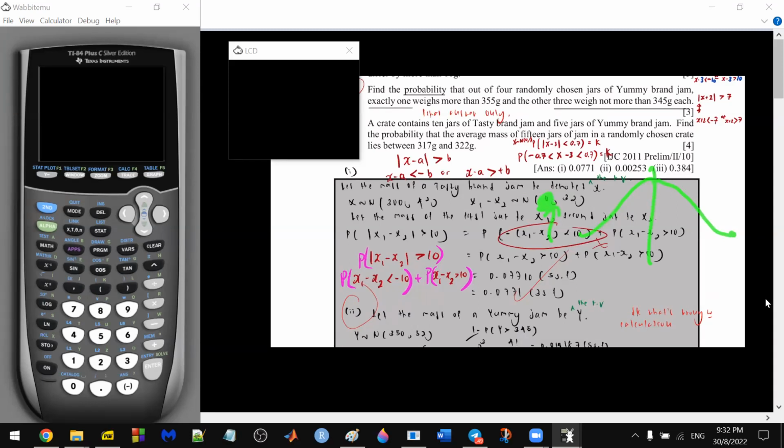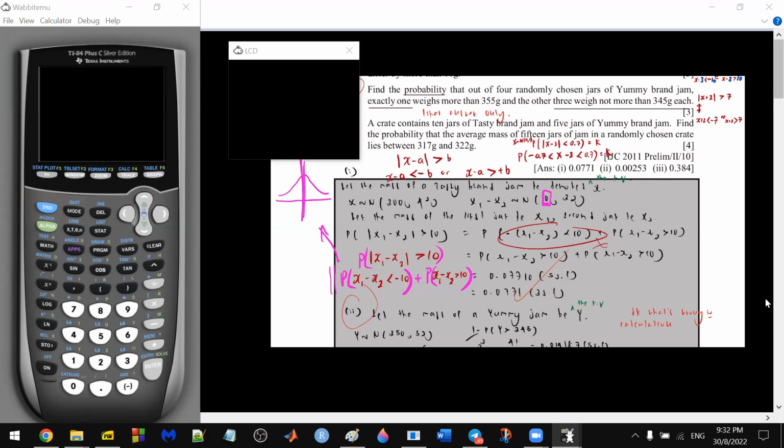In this case, x1 minus x2 less than -10 and more than +10 means what? The actual calculation would be a graph like this. This is the PDF. This guy here is x equal to 0. Why 0? Because you calculated here already. The mean is 0, right?